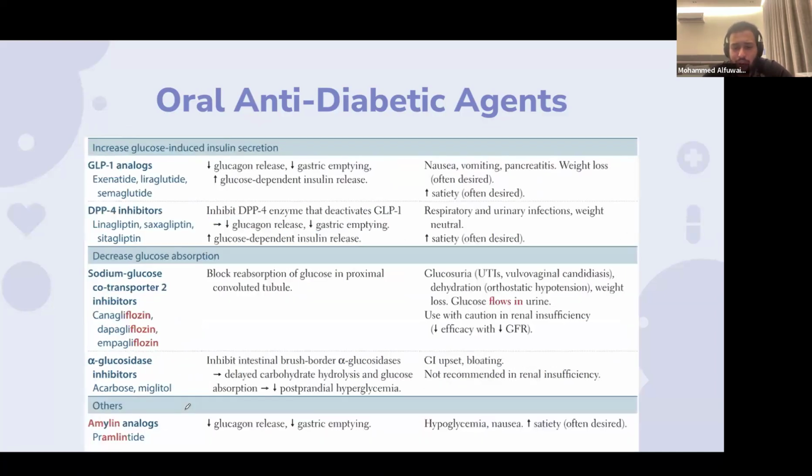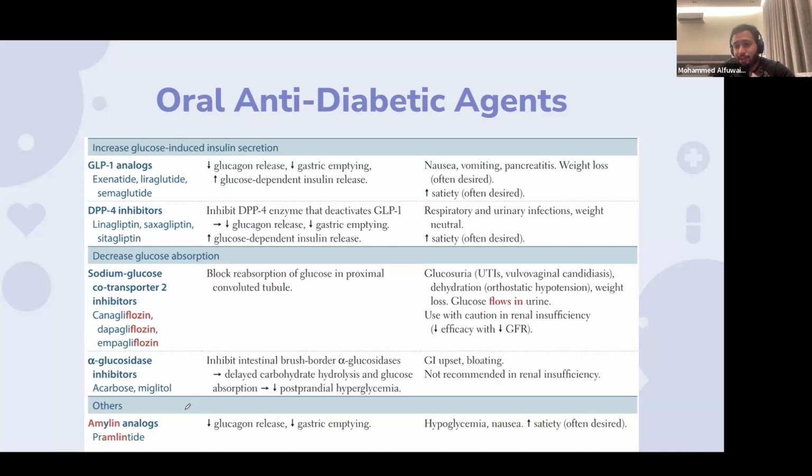Now the last drugs here are ones that increase glucose-mediated or glucose-induced insulin secretion. So what happens is once you eat glucose, or any carbohydrates, the glucose will cause an increase in glucagon-like peptide 1, which will basically go and increase the amount of insulin secretion and decrease glucagon, okay?